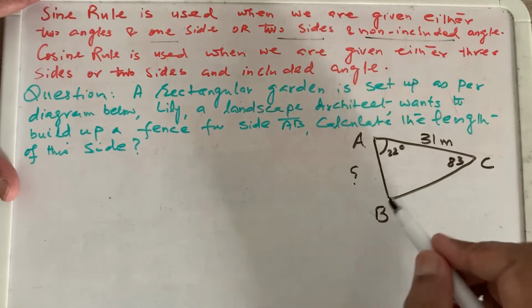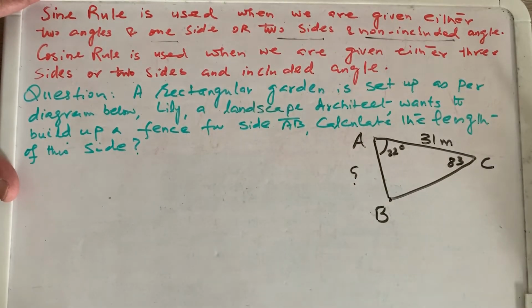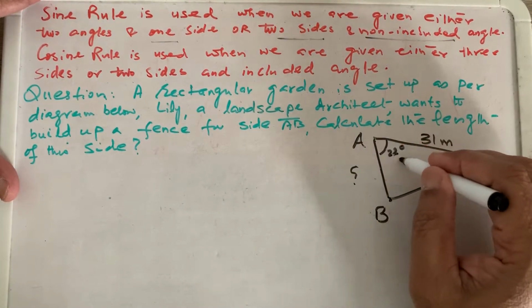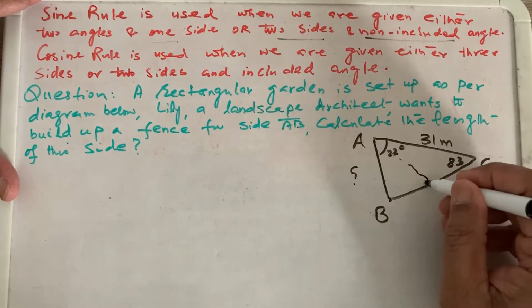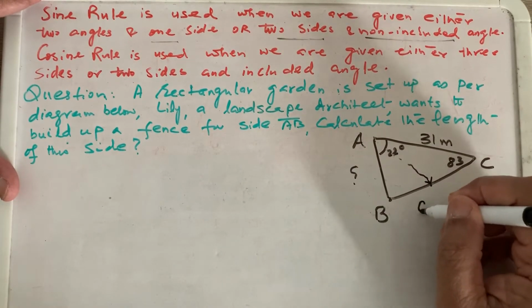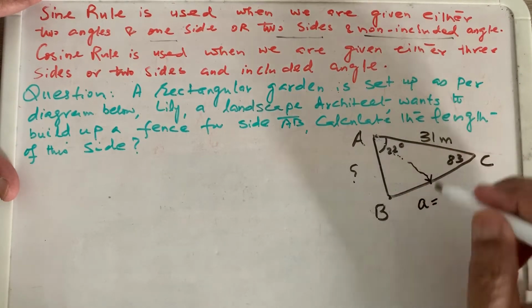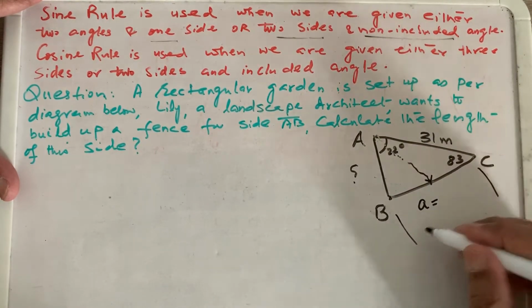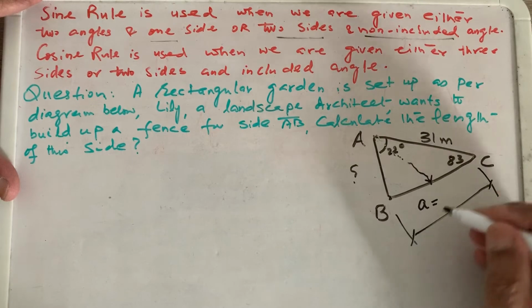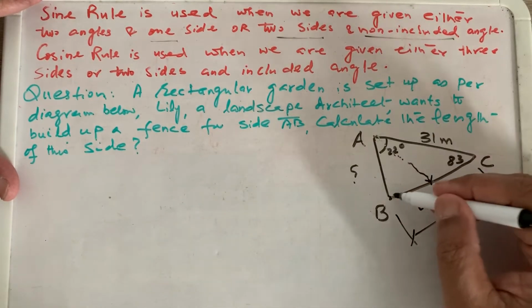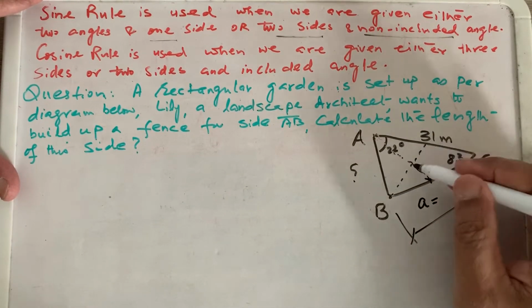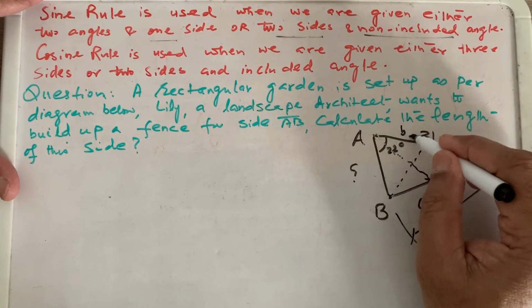They are all capital, uppercase letters. And opposite to each angle, the side is represented by a small letter, which is the length of that side. So this side, opposite to angle A, is indicated as a. This side is opposite to angle B, so it will be b, which is given.